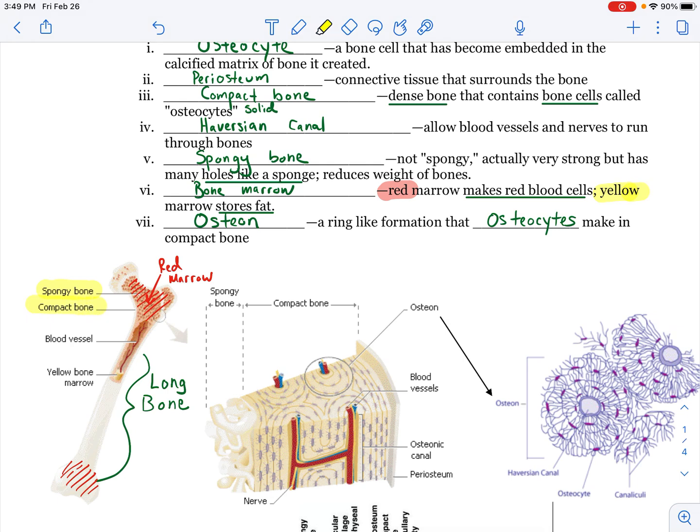Compact bone would be at the edges here, okay? So there'd be compact bone here, and then running down. So the compact bone line is that green line that I just drew. That's compact bone.